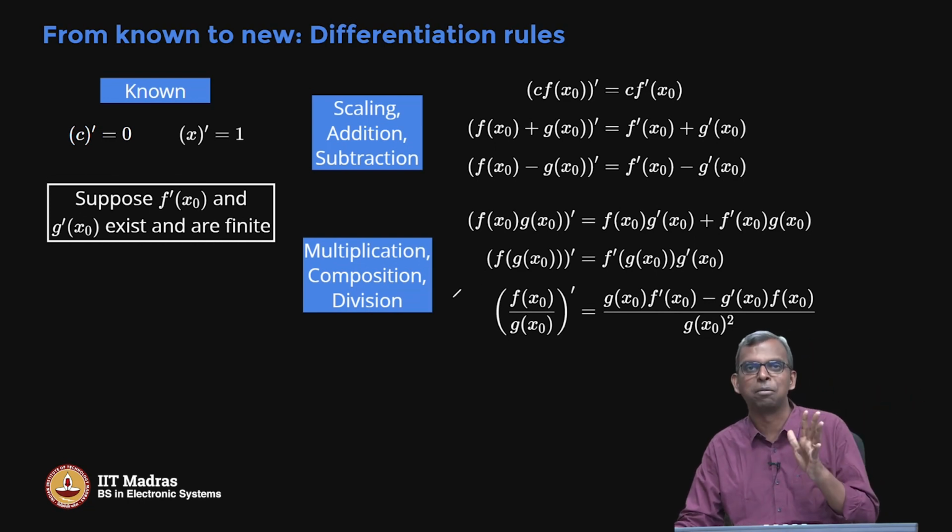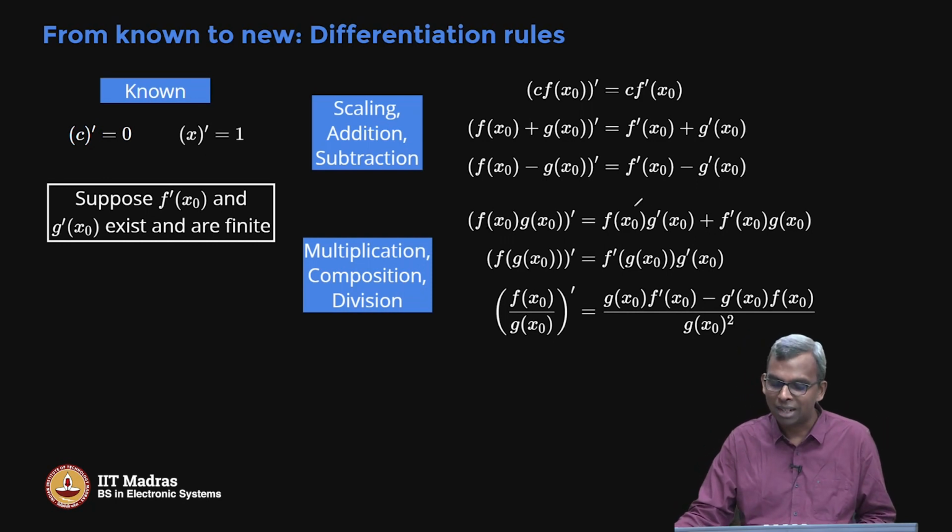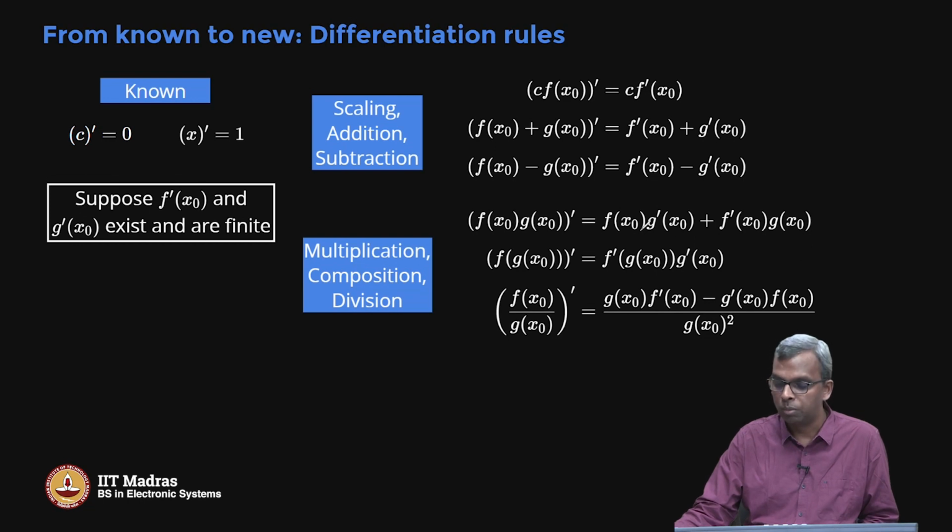The limit simply went inside, whether it's multiplication or division. But the derivative will do something slightly different here. Notice what is going on. If I multiply f and g and then look at its derivative at x naught, that is actually f of x naught times the derivative of g at x naught plus f prime of x naught times g of x naught. You see it's sort of interesting how this comes.